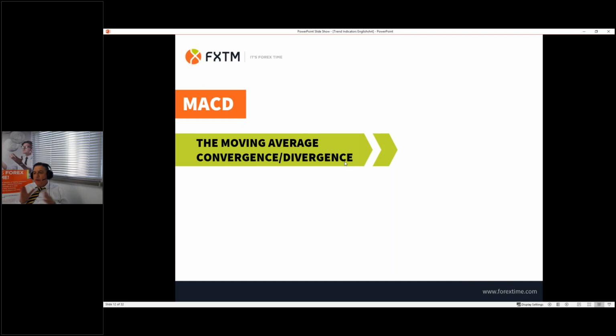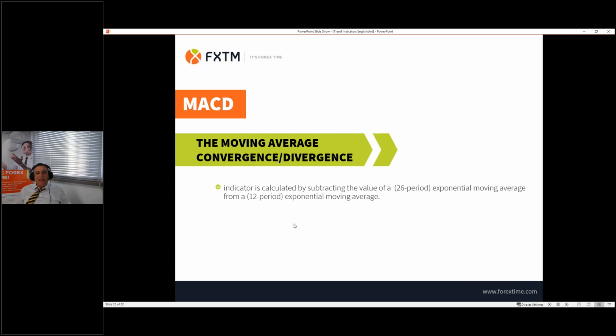Because it consists of two moving averages, in reality they converge, meaning they come together, and at times they move apart, they diverge. That's why they are called convergence divergence.